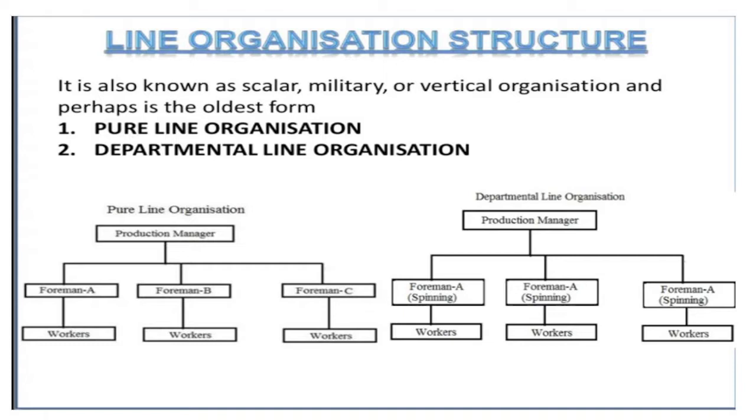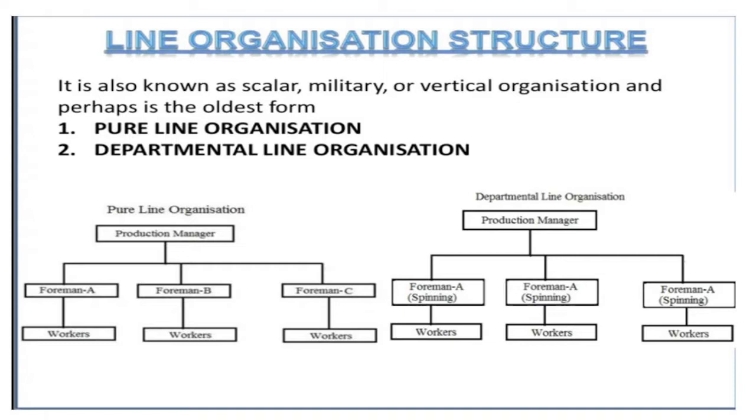Look at production manager, foreman A, foreman B, foreman C. Under foreman A, workers are there. Okay, so this is a line organization. It will be like a scalar chain.